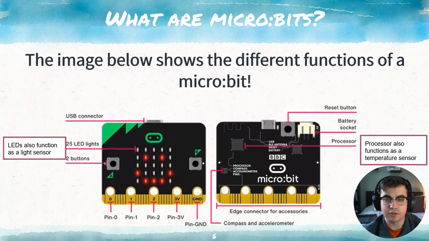The image seen here shows what a physical microbit looks like and what options they have for coding. They have a 25 LED light screen, which also functions as a light sensor, and they also contain a processor which functions as a temperature sensor. Also included is a compass and an accelerometer.